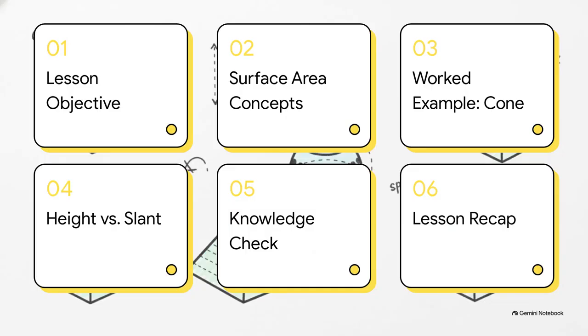Okay, let's quickly look at our agenda. First up, our lesson objective. Then we'll break down the core surface area concepts. After that, a worked example of a right cone, followed by a massive misconception you'll want to avoid regarding height versus slant. Then, a quick formative knowledge check, and we'll wrap up with a lesson recap.